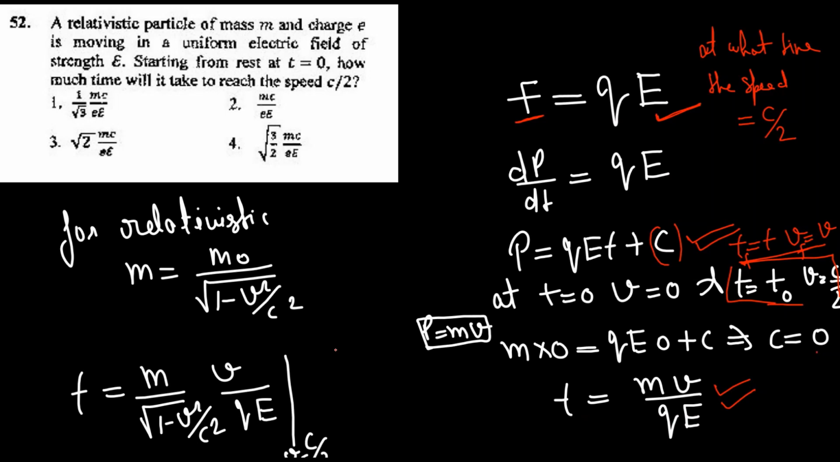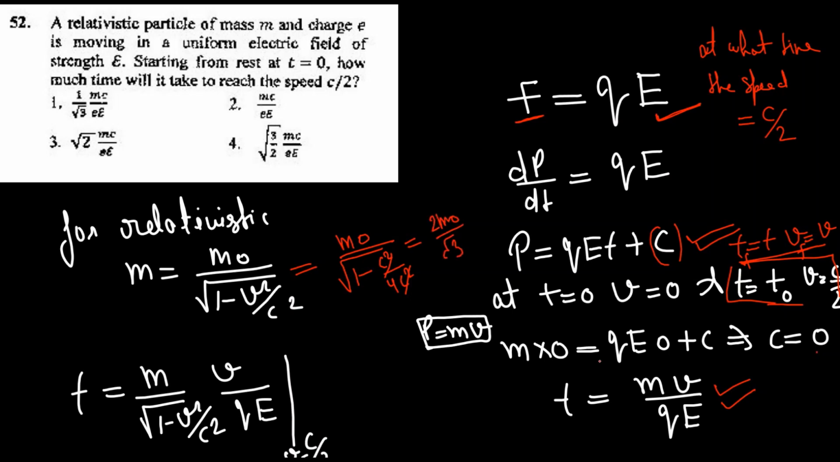At which time will v be equal to c by 2, and the particle is a relativistic particle, so the mass is also changing. For the relativistic particle, the mass relation with the rest mass is m equals m naught upon under root 1 minus v square upon c square. So from here we can find the value of m at v is equal to c by 2. This will be m naught upon under root 1 minus c square by 4 c square, so this will be equal to 2 m naught upon under root 3.